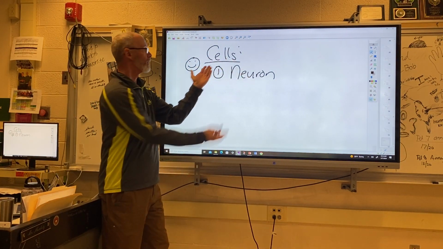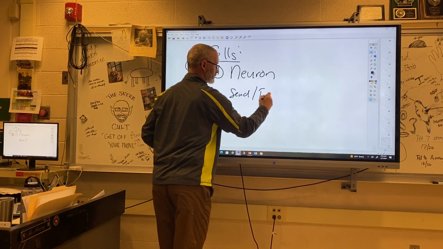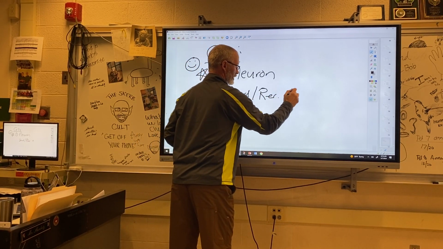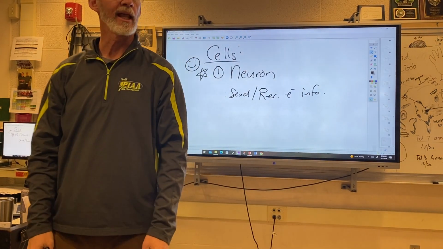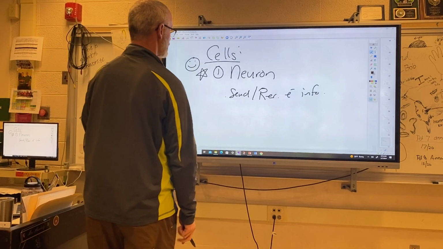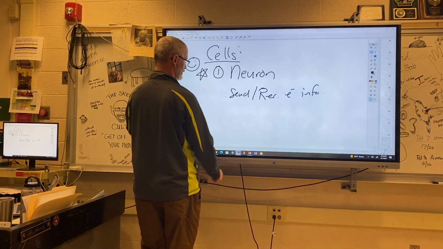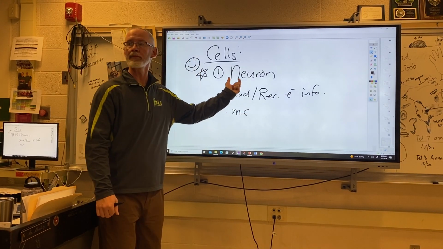Neuron. Now, these are the cells that can send and receive. That's why they're the principal cells. They do all of the work. They allow your tissues, your brain, your spinal cord all to communicate. They send and receive electrical information. Now, there are a variety of different types of neurons.